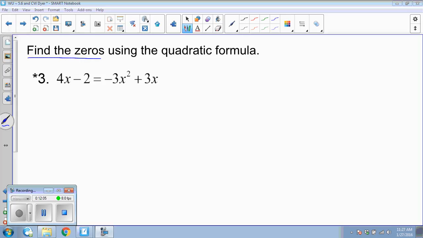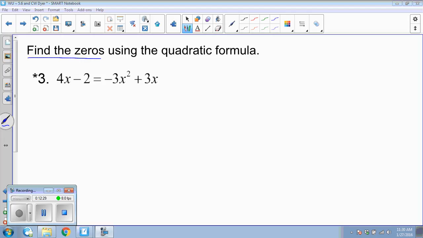So y'all work this one. Okay, so I'm going to move everything to the left so that I can set it equal to 0. If you moved everything to the right and set it equal to 0, your ABC values will be the opposite of mine, but you should still end up with the same answer.